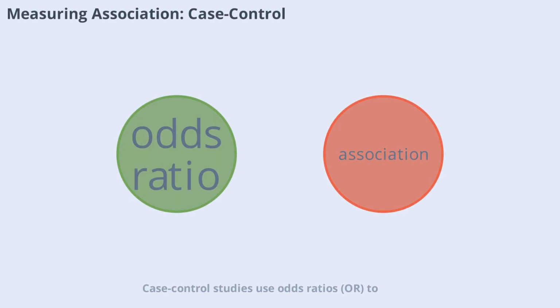Case control studies use odds ratios (OR) to estimate the association between exposure and outcome. The odds ratio compares the odds of exposure in cases to the odds in controls. While odds ratios can approximate relative risk when the outcome is rare, they are not the same. Understanding this distinction is important when interpreting findings from case control studies.